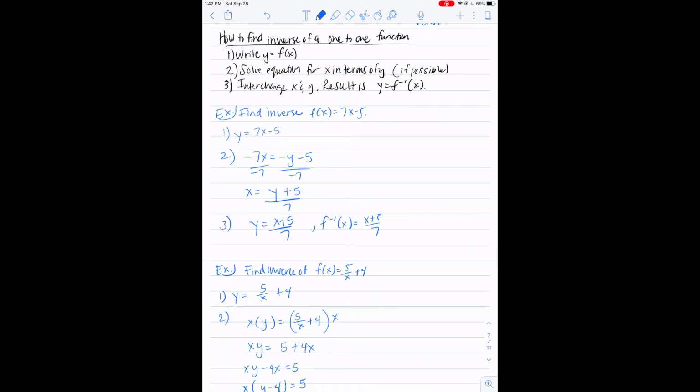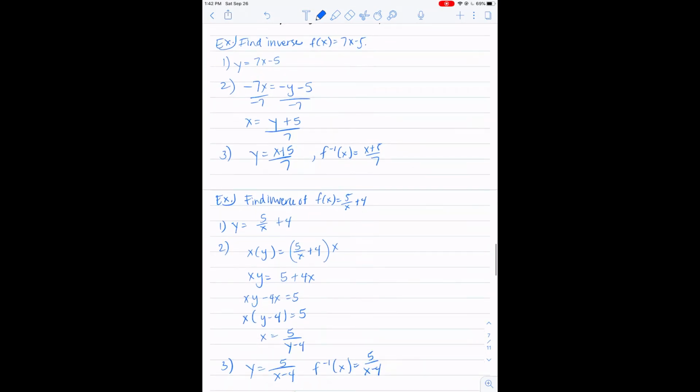Now we want to find how to find an inverse of a one-to-one function. We could write our function as y equals f of x. I'm just going to replace the f of x with y, it's easier to understand. Then I'm going to solve the equation for x in terms of y. Basically we want to get x equals something. And then we're going to interchange the x and y, so flip them. Our result is y equals the inverse of f.